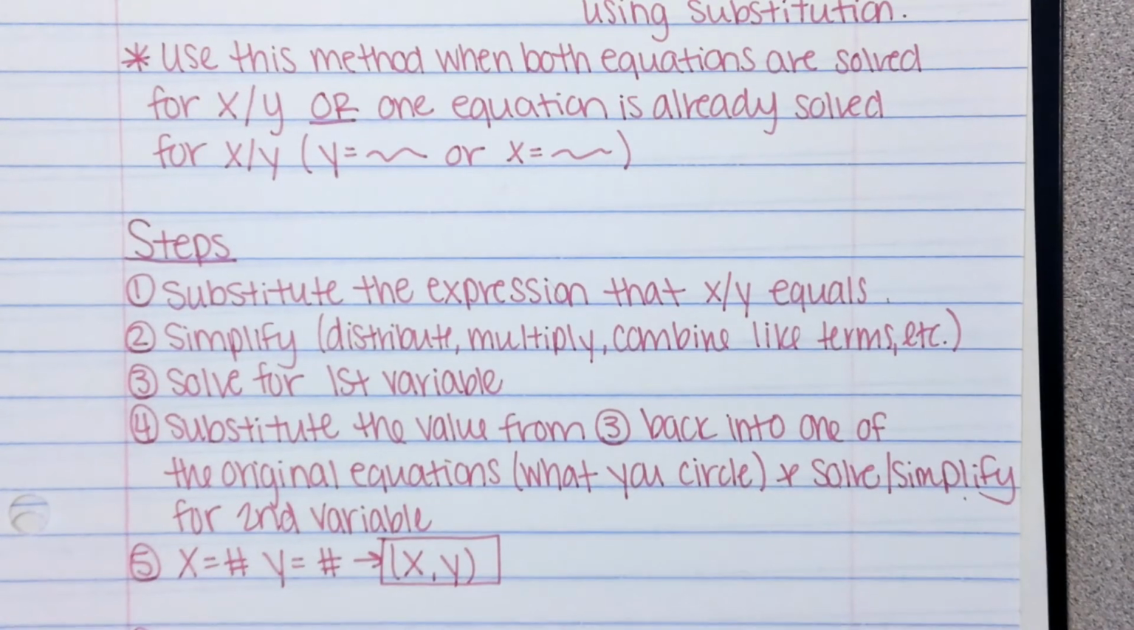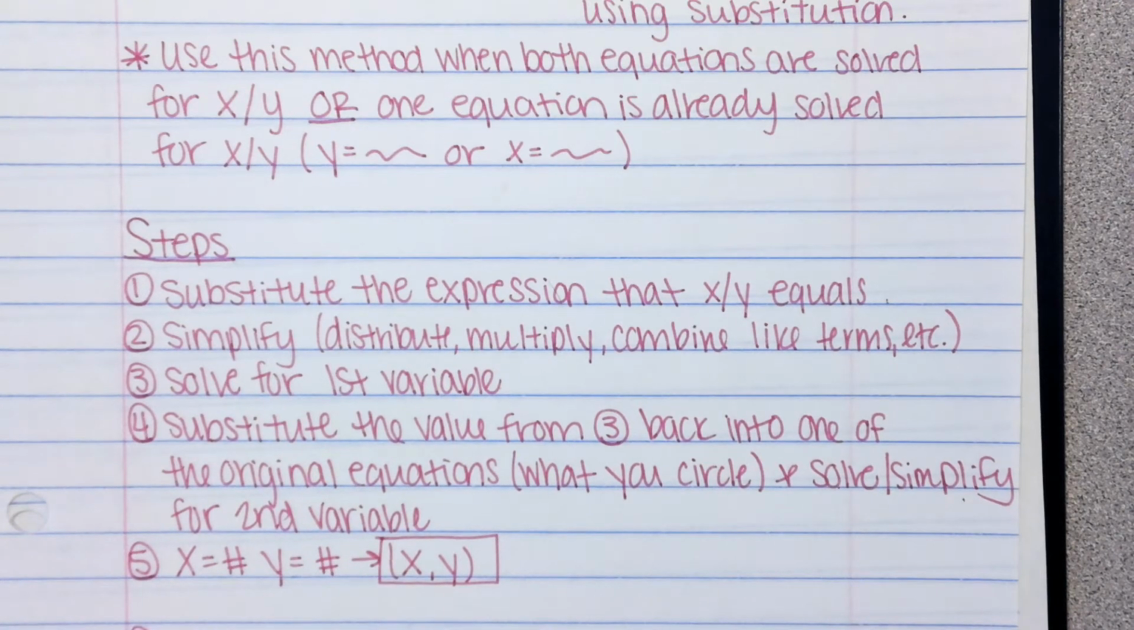Most of the time for these problems, I think all the ones that we're going to look at today, you'll get x equals a number and y equals a number, and then you're going to turn that into an ordered pair, because the solution is where the two lines meet. So there should be one ordered pair where those lines meet.